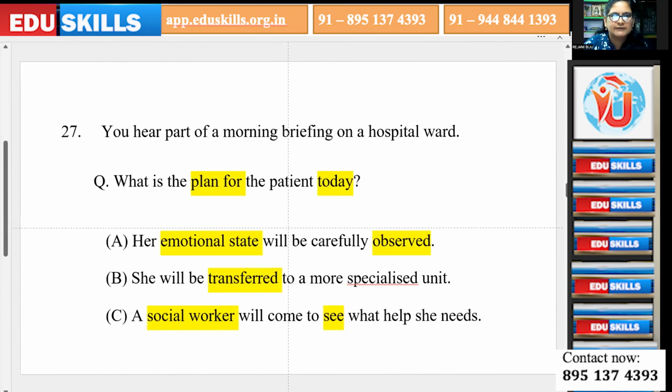Question number 27. You hear part of a morning briefing on a hospital ward. Question is, what is the plan for the patient today? So plan and today both are important here. Option A, her emotional state will be carefully observed. Emotional state to be observed. Option B, she will be transferred to a more specialized unit. Transferred. Option C, a social worker will come to see what help she needs.